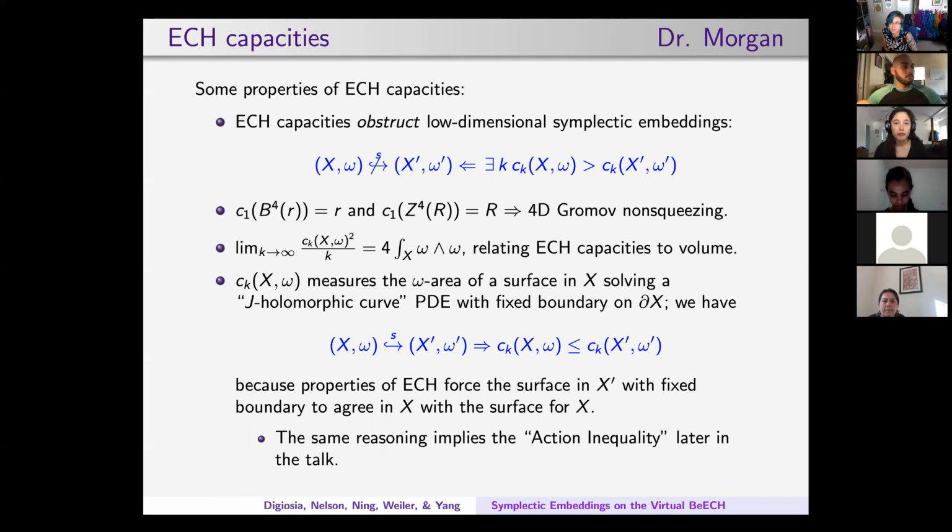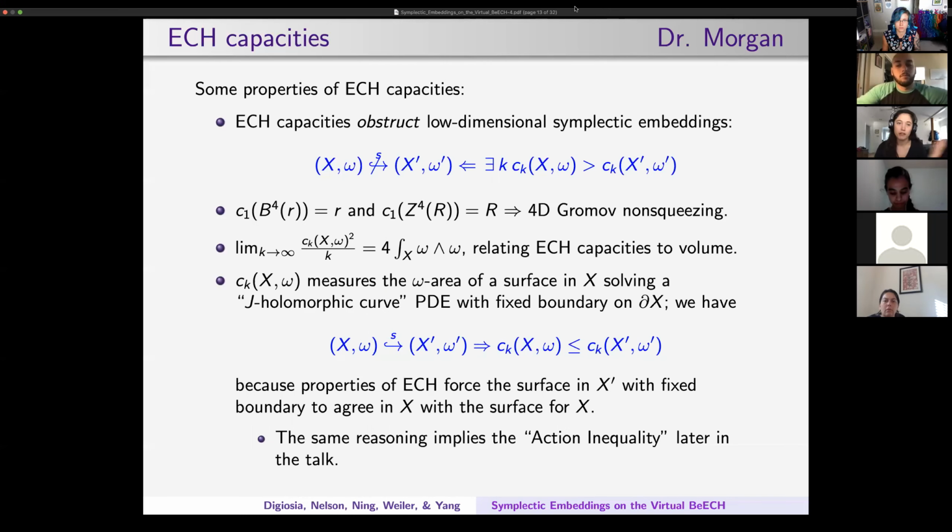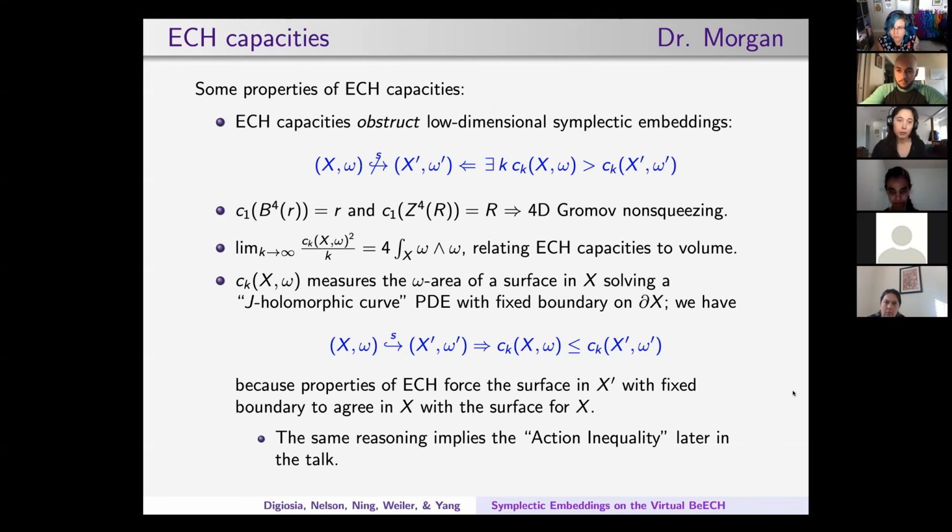We can reprove four-dimensional Gromov non-squeezing with these numbers, because the first capacity of the ball is the parameter of the ball, and the first capacity of the cylinder is the parameter of the cylinder. And we use our blue equation.